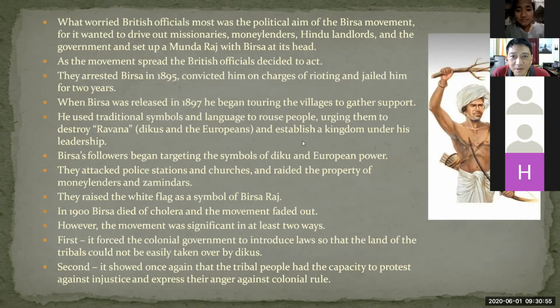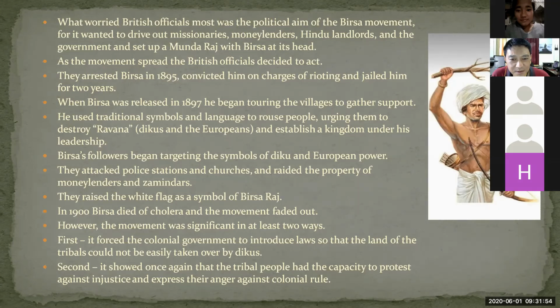The British were worried because somehow it was a political aim also. If all the tribals in that area were united and all the missionaries left and they were forced to leave, the zamindari system would collapse, the British would not get any revenue. So they arrested him and put him in jail for 2 years and then released him again. And then when he was released, he started this movement again.